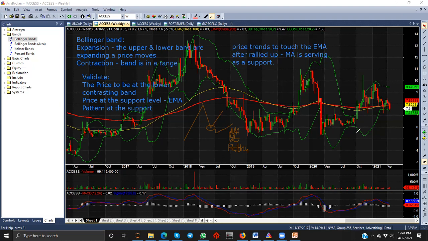This is the way it works. It's as easy as that. Let me show you some of the things we have seen on this chart and how this has worked so far.